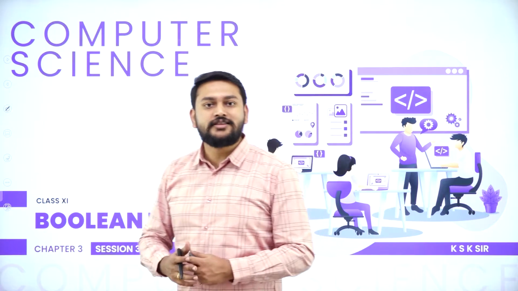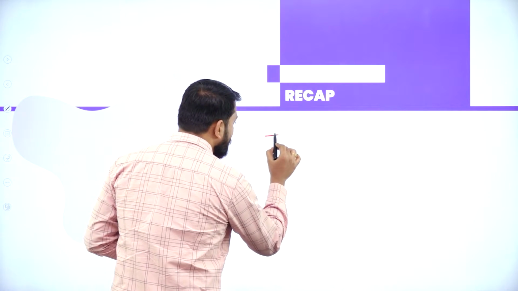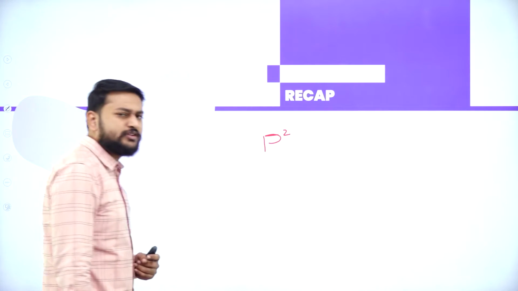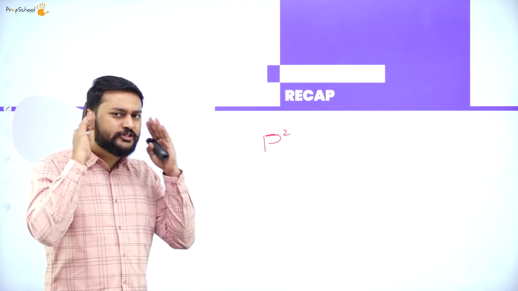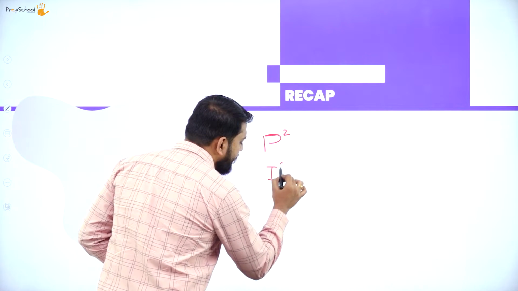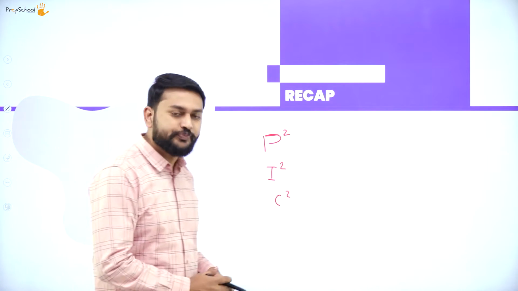Before I start this session, let me give you a small recap. What have we done in the previous session? We have discussed three things. Remember this: I started with p square, i square, c square. Only three letters I have discussed.